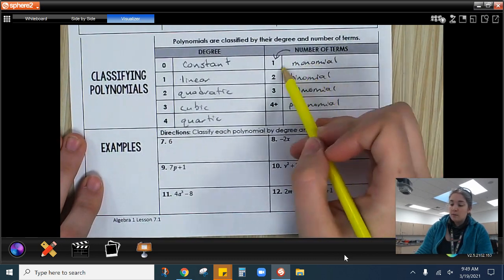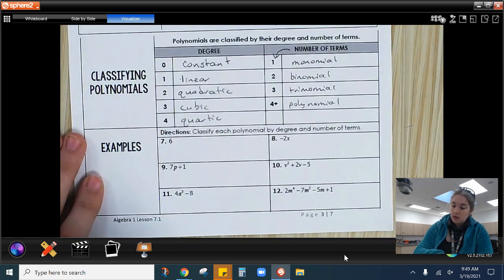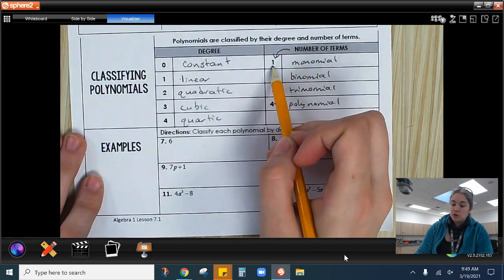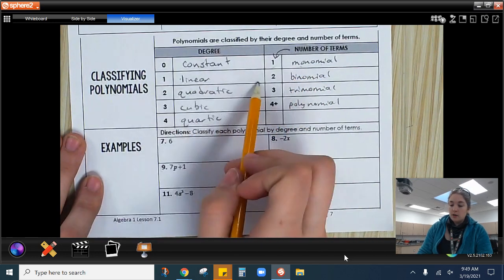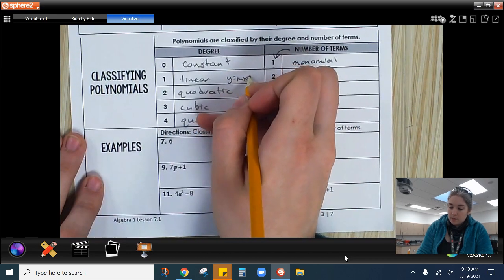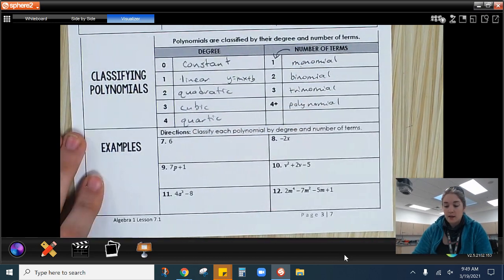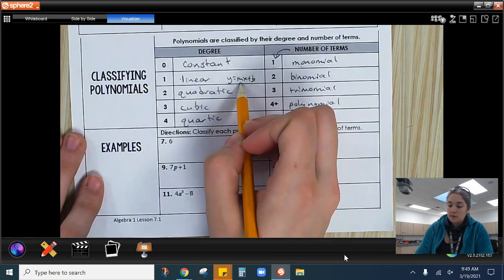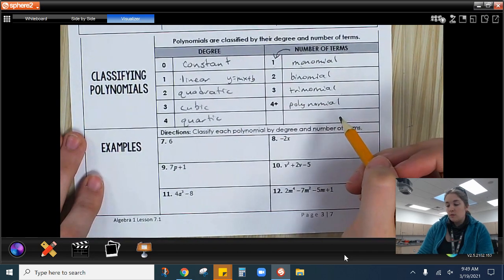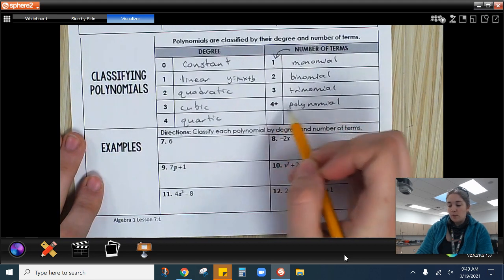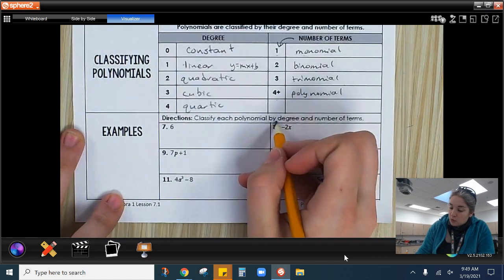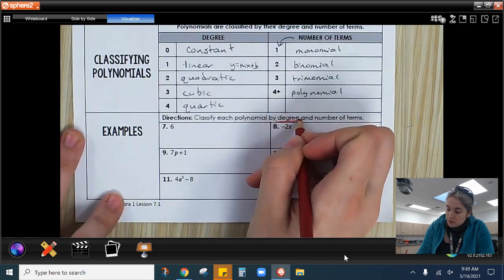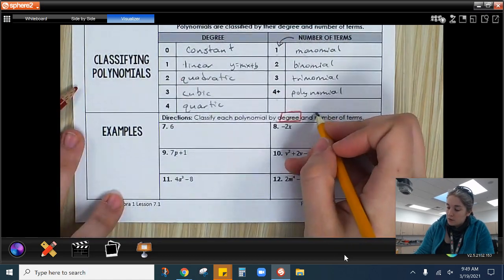Monomials we already know, so the number of terms, right? The number of terms. If it has just 1, it's a monomial. Constants are a monomial because they just have 1. Linears, so when you have y equals mx plus b, that's a binomial, right? Because it's got 2 terms. Trinomials would be if you had like x plus y plus z, and anything that has over 4 we just call a polynomial. So when we're down here, we're going to look at these. We're going to classify each by its degree and then by the number of terms. All right, degree and then number of terms.